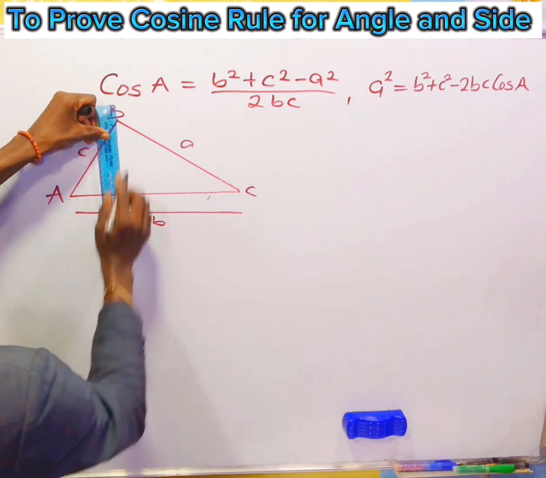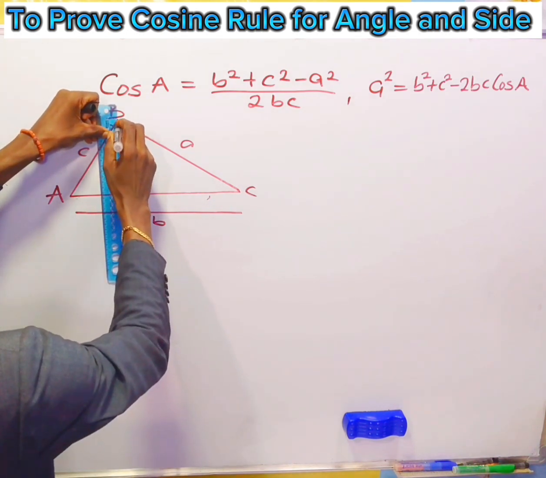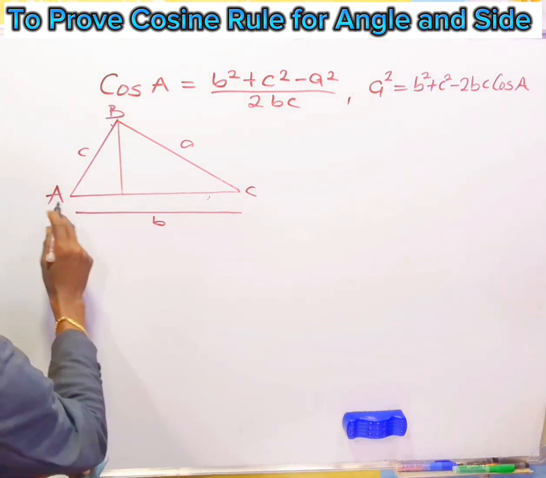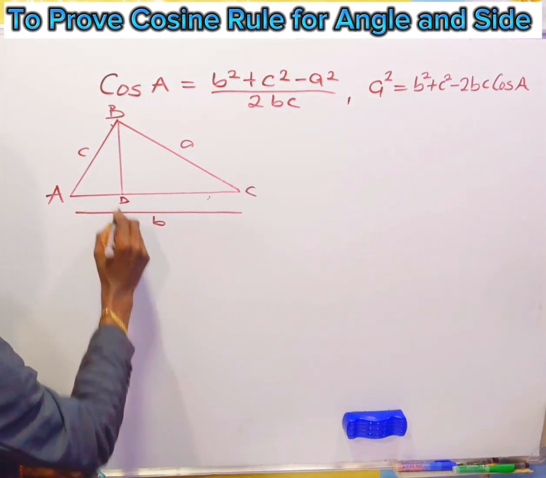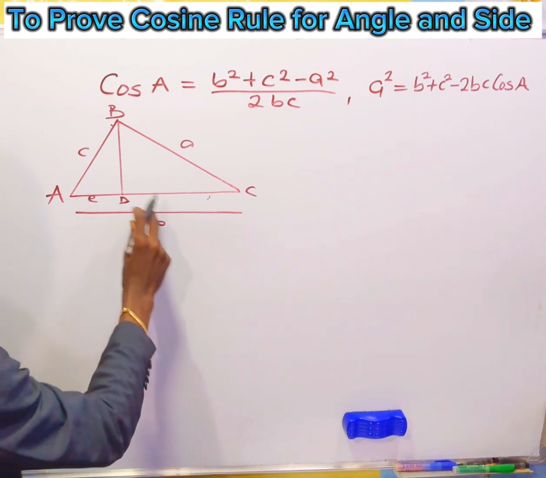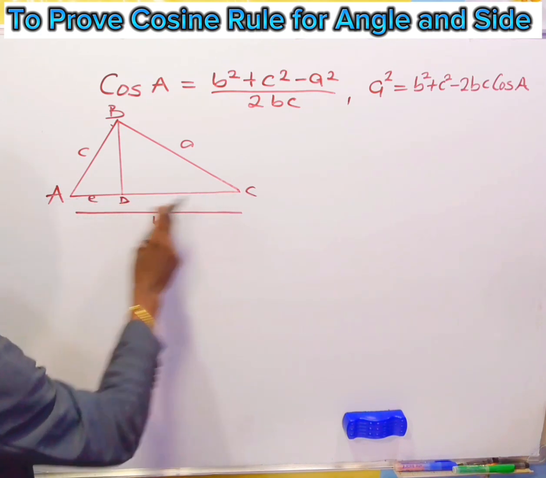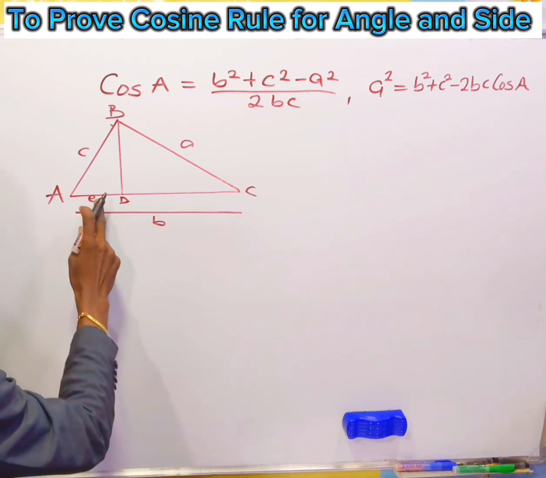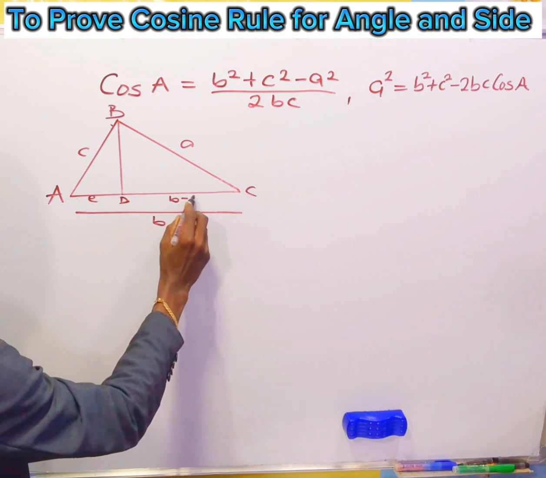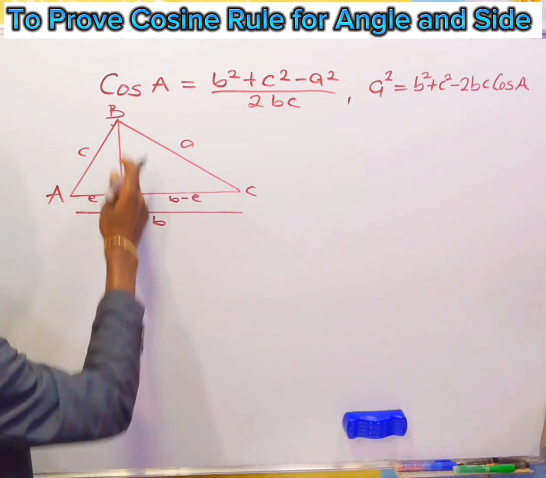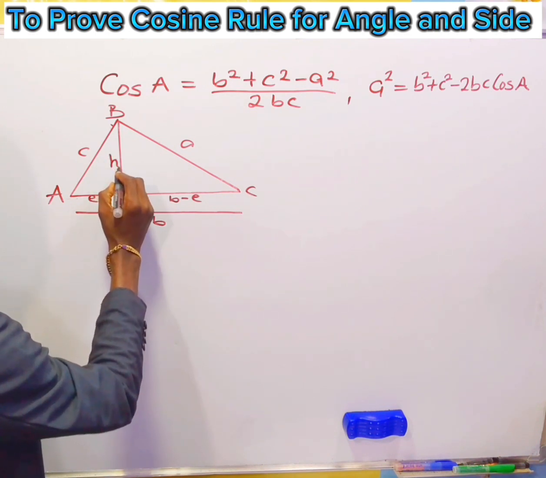However, let's get a right angle triangle from triangle ABC, so that we call it triangle ABD. Now length AD, let's call it E, and length DC will be b minus e. Now, length BD is our altitude, let's call it H.